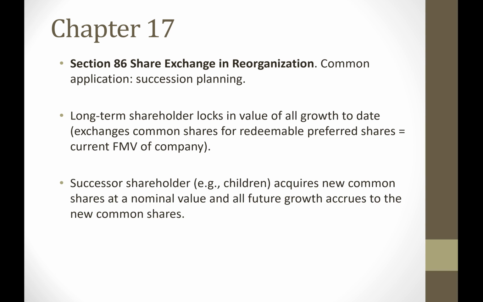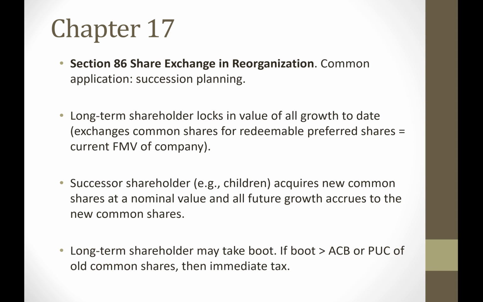Now, with the Section 86, again, the new shareholders, for example, the children, will buy the new common shares in that corporation, usually at a nominal value, at a very small value, and therefore all the future growth in that company will now accrue to those new common shares that the new shareholder, for example, the children, will now own. And the long-term shareholder, for example, the parent, may take back boot. Now, if the boot is more than the ACB or PUC of the old shares, then there will be immediate tax consequences. So that's a Section 86.